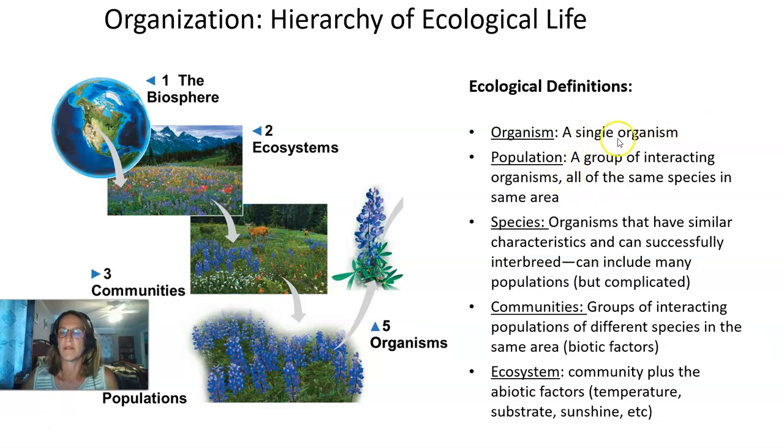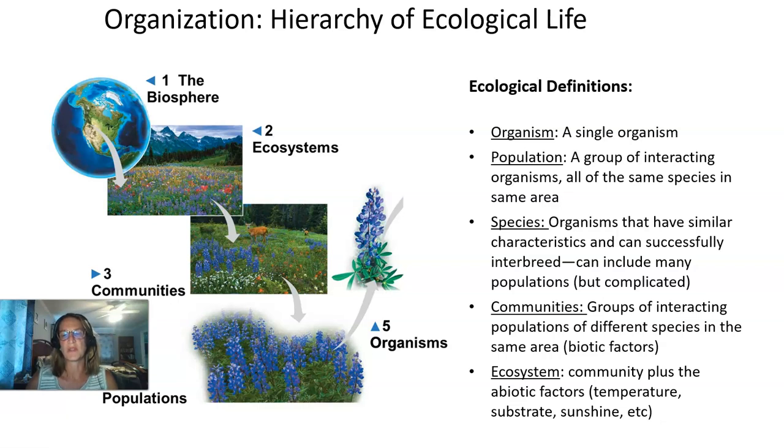Several organisms of the same species will make up a population. So a population is a group of interacting organisms, all of the same species, in the same area. So this down here is a population of flowers that are all the same species, and you can see that they are close enough together that they are interacting in some way. Possibly pollen is being moved from one plant to the other. So population is a group of interacting organisms, all of the same species.